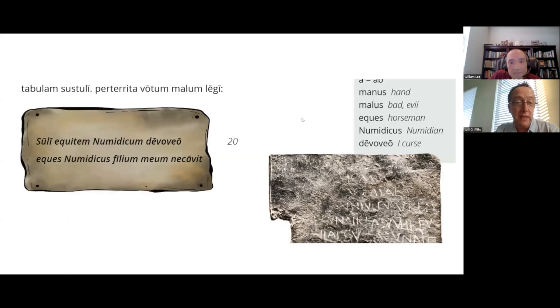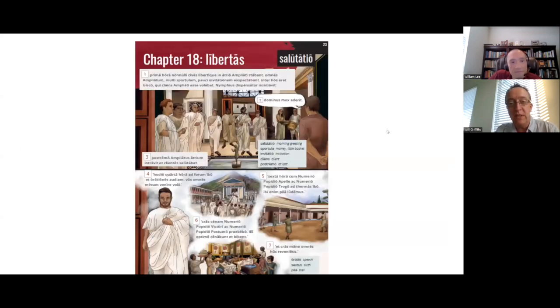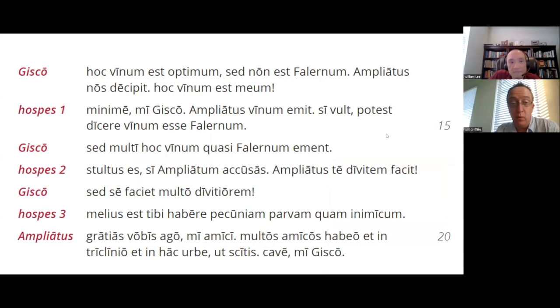Particularly, we find out that Gisco's heritage is Numidian. So his family's from North Africa. So again, Roman or not Roman, I suppose. We see him becoming a client, taking a patron, when he's in Pompeii, but it doesn't work out.